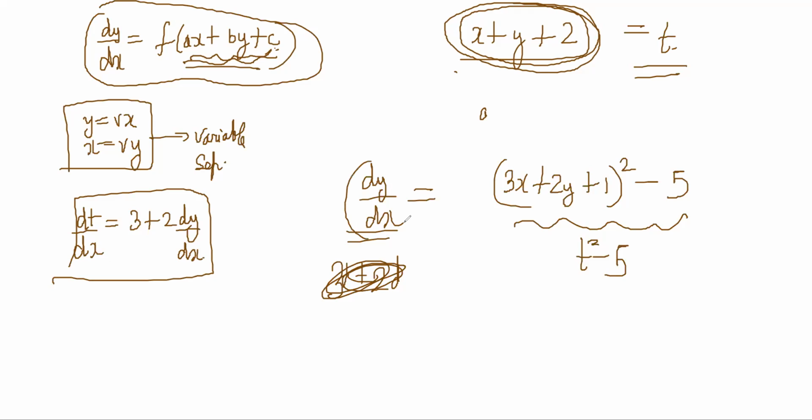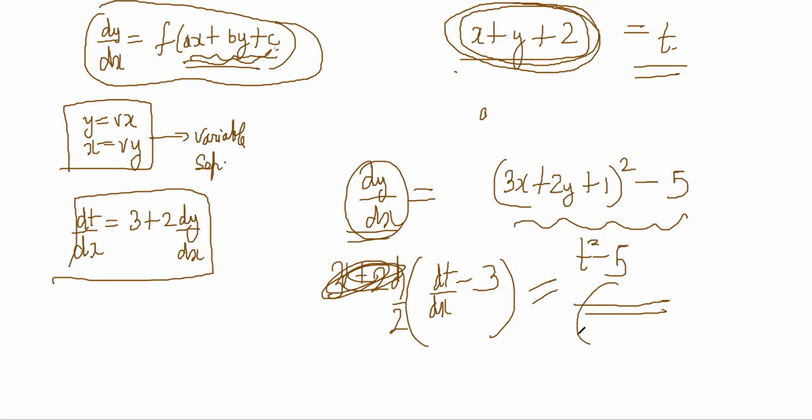Here you are writing dy by dx as dt by dx minus 3 by 2, and then hoping that you can multiply it on and get dt by dx only in terms of t, right? Both are similar. The point is to eventually get a variable separable form, but they are done in a different way, and it's applicable in different cases.